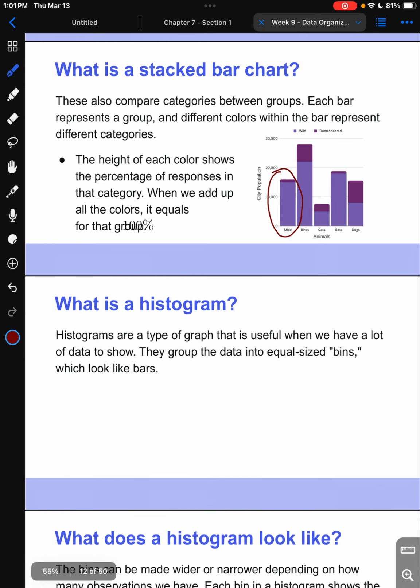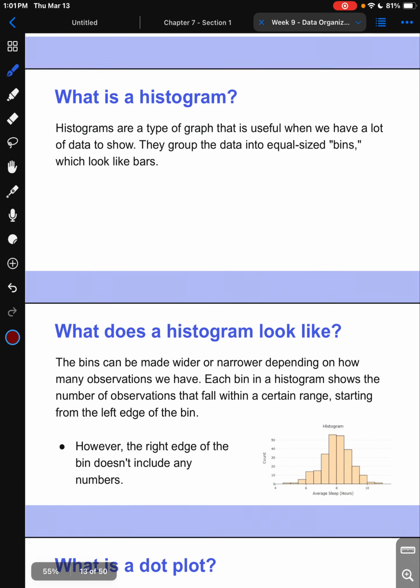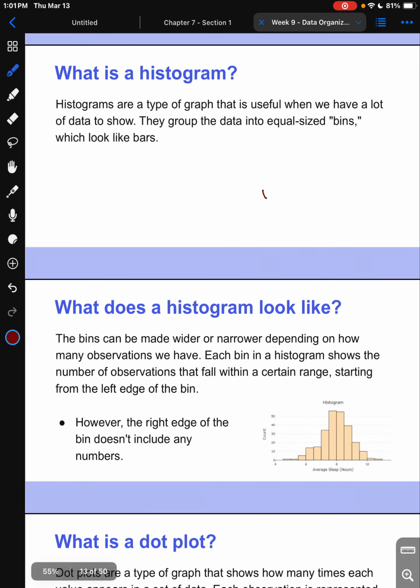Histograms are a type of graph that is useful when you have a lot of data to show, because you group the data in equal size bins or intervals. Sometimes we call them bins, intervals. If you notice here, these bars go from 2. The bins can be made wider or narrower depending on how many observations we have. Each bin in a histogram shows the number of observations that fall within a certain range, starting from left to right.